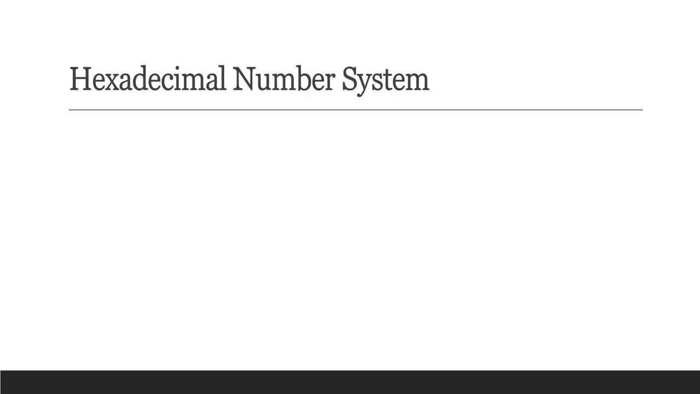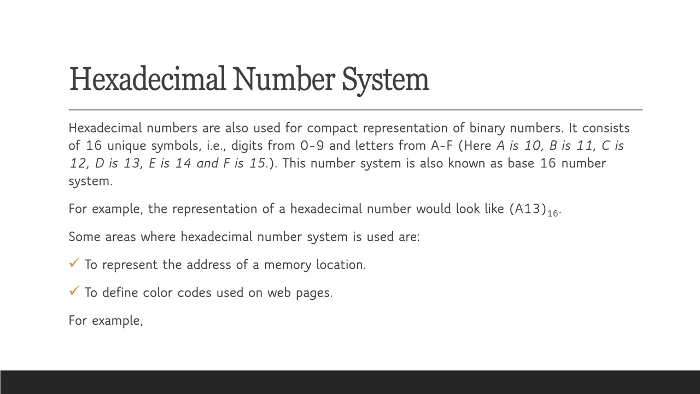Hexadecimal number system. Hexadecimal numbers are also used for compact representation of binary numbers. It consists of 16 unique symbols, that is digits from 0 to 9 and letters from A to F. Here A is 10, B is 11, C is 12, D is 13, E is 14 and F is 15. This number system is also known as base 16 number system. For example, the representation of a hexadecimal number would look like A13 with base 16.